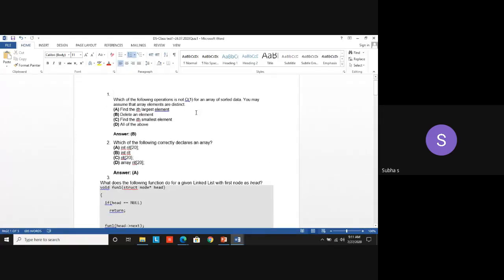Which of the following operations is not Big O of 1 for an array? Big O of 1 means what? For any constant operation, we use the complexity Big O of 1. I told it; if you listen to all the classes carefully, it will be very easy to answer.